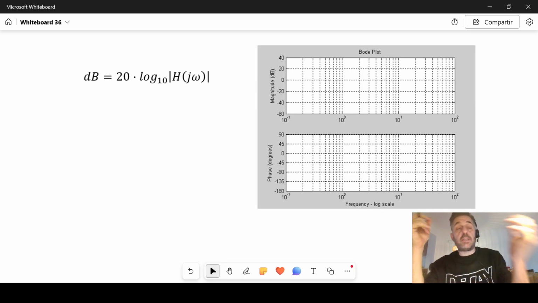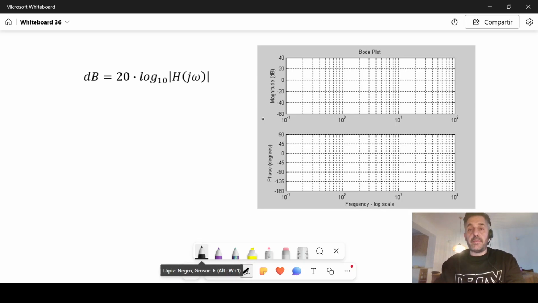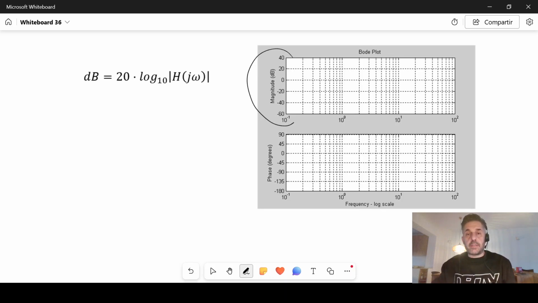Hello everybody, in this video I will show you what is the vertical axis of a Bode plot in magnitude. So let's go to it. We already saw the horizontal axis with the log scale, and now we have the vertical one with the magnitude, which is expressed in dB.